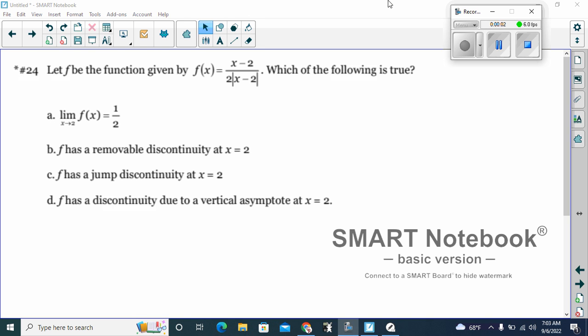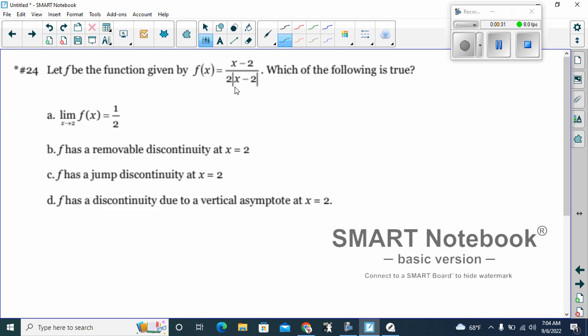Question number 24 gives us a function and is asking if the limit as x approaches 2 is 1/2, or if it has a specific type of discontinuity at x equals 2. So we want to know what's going on at x equals 2. If I plug in 2, I get 0 over 0, which means that we need to be able to simplify it in some way if we're going to do it analytically.